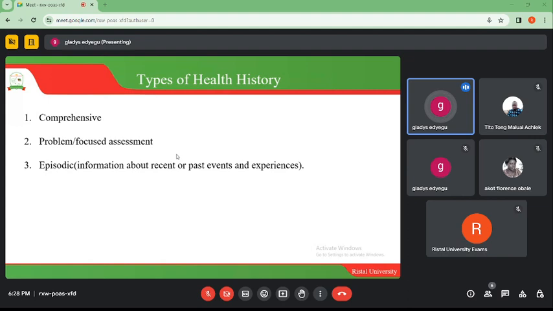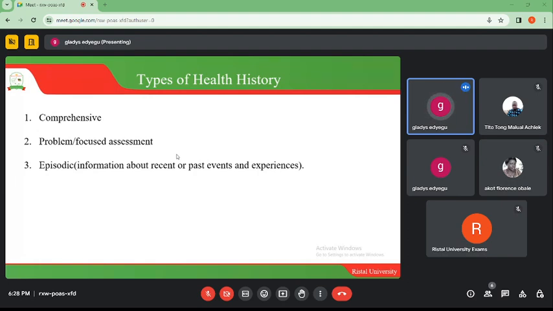So, when you're doing health history and collecting this assessment, we have different classifications of health history. We have to take the comprehensive history, which looks at what you have actually explained. Then you have to look at problem focused assessment, where you look basically at the problem of the patient, what has brought the patient. In comprehensive history, you look at family history, social history, obstetric history, and all that.